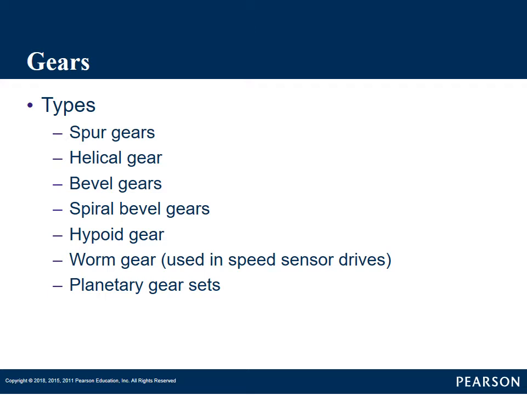in non-electronic transmissions where we actually have a speedometer cable that connects from the transmission up to the speedometer gauge in the dash. The two gears that mesh together sometimes will be like this to drive our speedometer so we know how fast we're going. And then the most common type to transmit power through a transmission are our planetary gear sets.